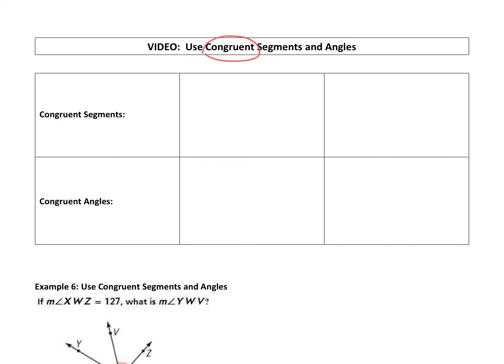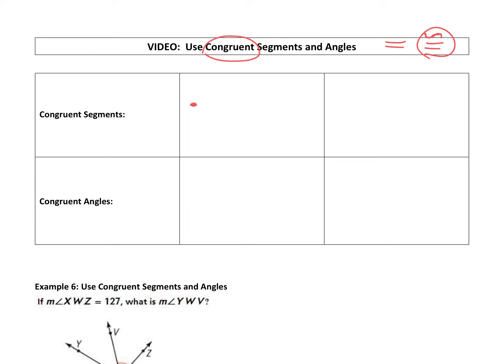You guys know about things being equal, right? So things are congruent, meaning they have the same size. That symbol is an equal sign with a little squiggly on top. So that's the symbol we use when we're saying that things are congruent. So let's take a look at what that looks like.